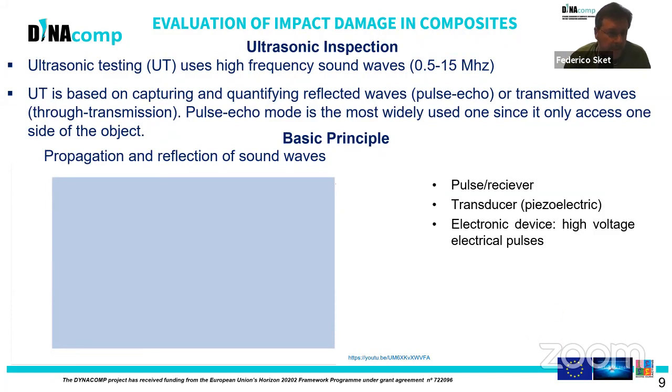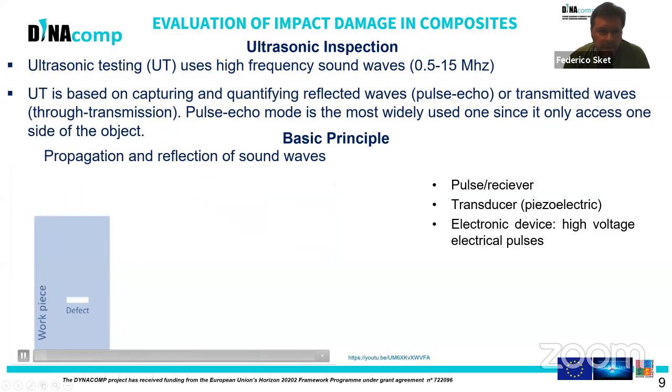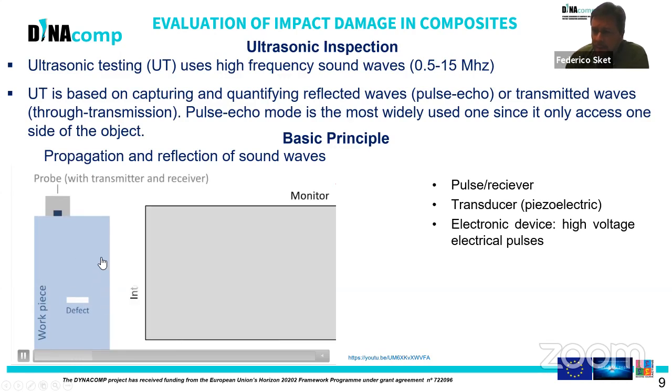The basic principle is shown in this animation. If a sound wave is generated at one end of the workpiece, it will travel through the material with the speed of sound in the material. At the free end of the workpiece, the sound wave is reflected and returns to the transmitter, which then acts as a receiver. And you get two echoes, the initial pulse and the echo from the back wall of the workpiece.